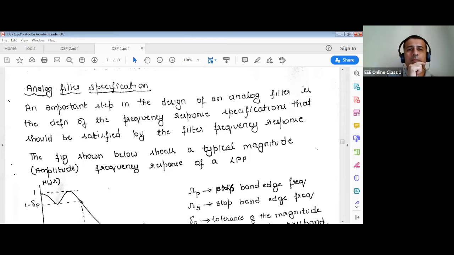Today we are just trying to design a digital filter. That is a digital filter. It may be a low pass filter, high pass filter, band pass, or a band stop filter. But before designing a digital filter, normally we will not be designing a digital filter. That is, we will be designing an analog filter.